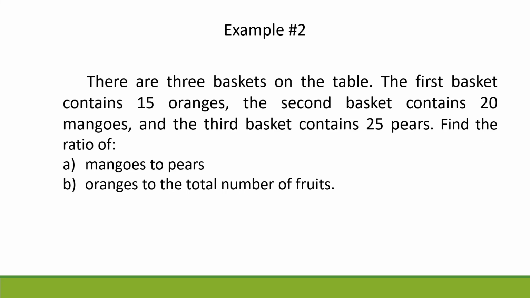Example number 2. There are 3 baskets on the table. The first basket contains 15 oranges. The second basket contains 20 mangoes. And the third basket contains 25 pears. Find the ratio of mangoes to pears and oranges to the total number of fruits.